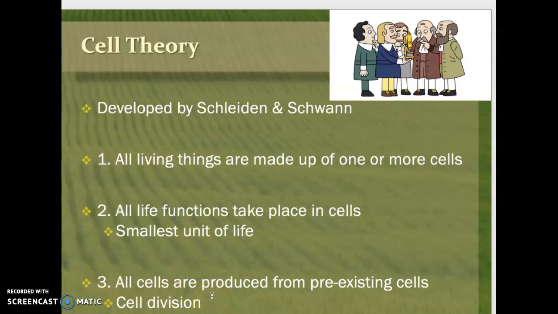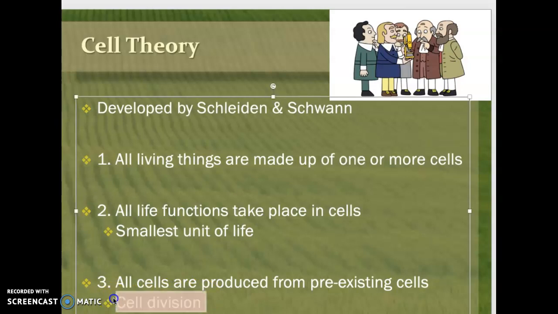Okay, it's that all cells don't just come from air. Okay, they come from pre-existing cells, right? Like bacteria in the air, for example. And they reproduce through something called cell division, specifically mitosis and meiosis.